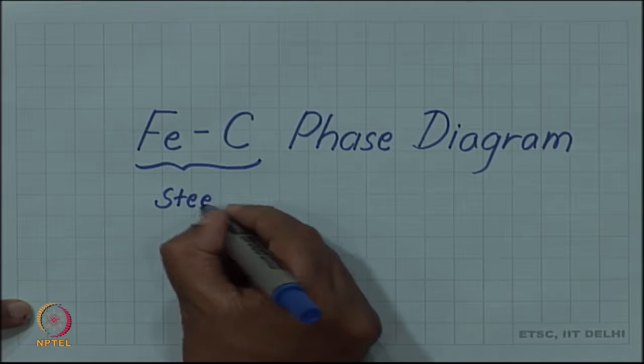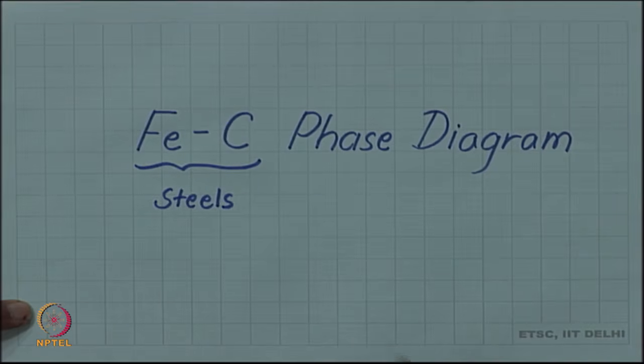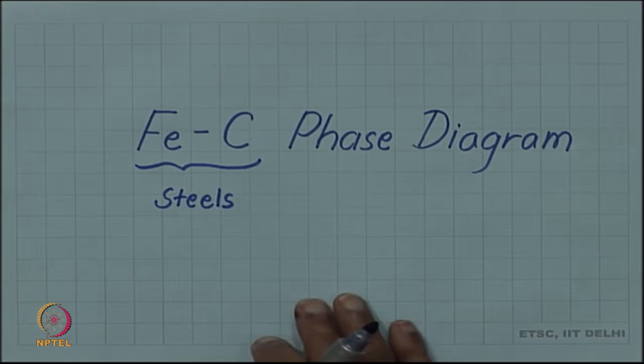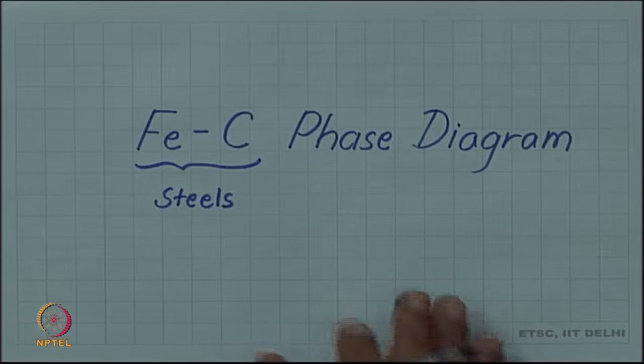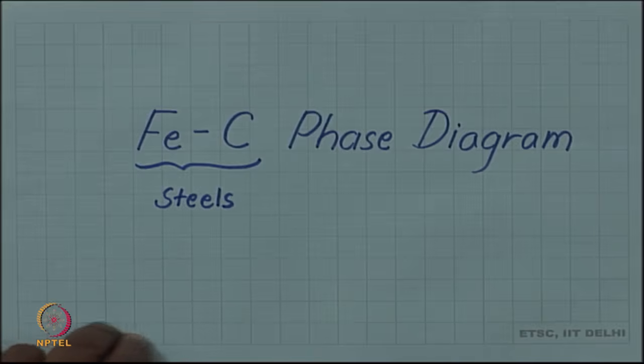Steels are basically alloys of iron and carbon, and you know that modern technology, modern civilization, modern engineering cannot survive without steels. So, this is a very important diagram from that point of view.